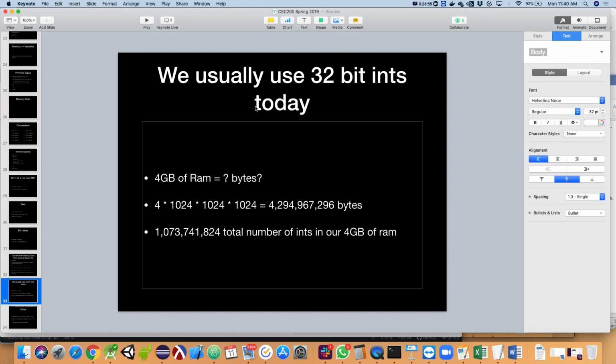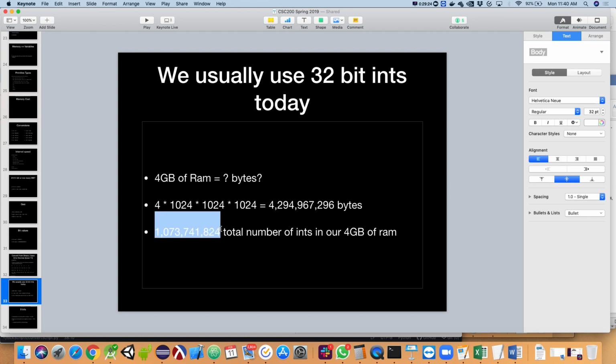Okay. So do we kind of understand what this slide is showing? This is the amount of RAM that our common lower-end computer has today, or our common higher-end computer from 5 years ago might have had, ballparky. So this is the number of bytes that 4 gigabytes equals. And if an int is 4 bytes big or 32 bits big, this is how many integers we can store in that amount of RAM.